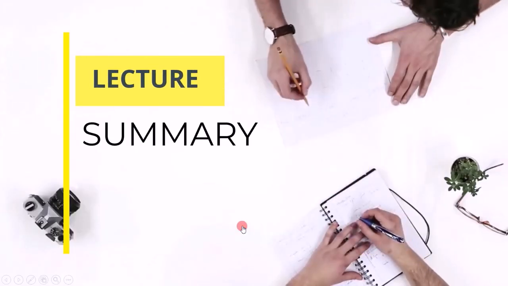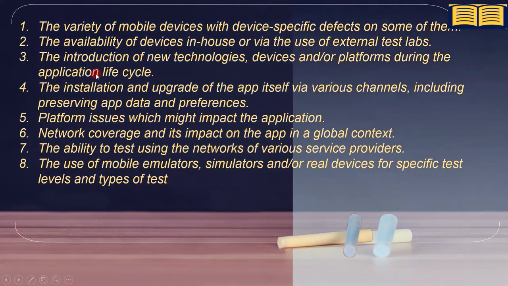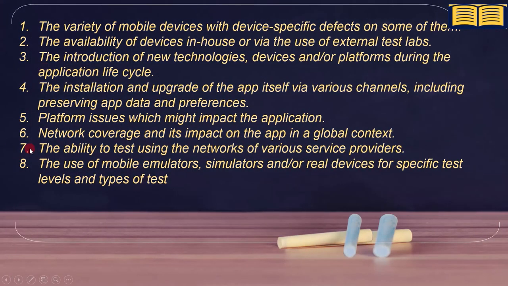Now let's summarize all the points. In this lecture, we covered these eight risks. The variety of mobile devices with device-specific defects on some of them. The availability of devices in-house or via the use of external test labs. The introduction of new technologies, devices, and/or platforms during the application lifecycle. The installation and upgrade of the app itself via various channels, including preserving app data and preferences.